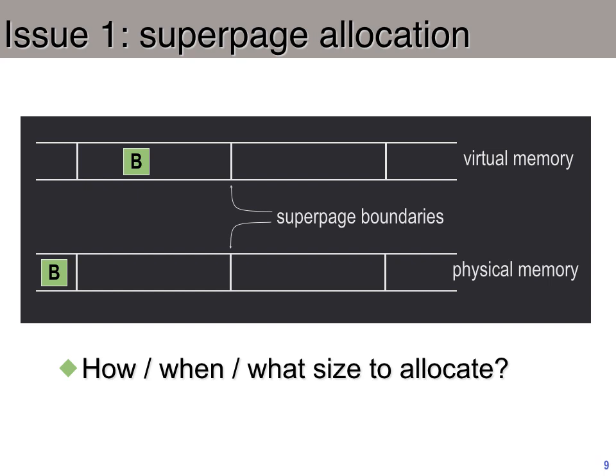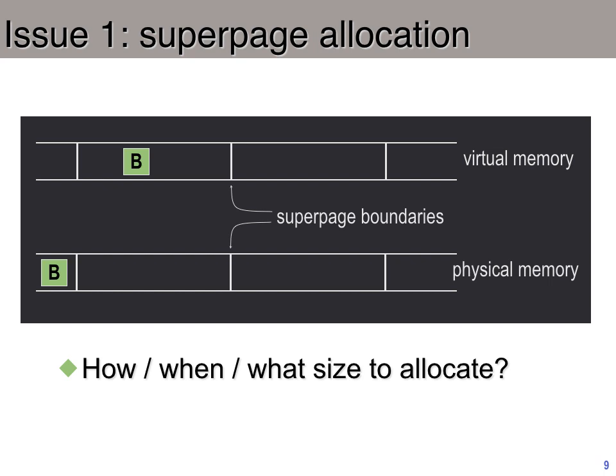This problem is: at what point does the operating system decide to allocate superpages? How does it allocate these superpages, and what size does it choose? Remember, we now have a mix of superpage sizes, so we have a choice. It's not a single superpage size for all requirements.